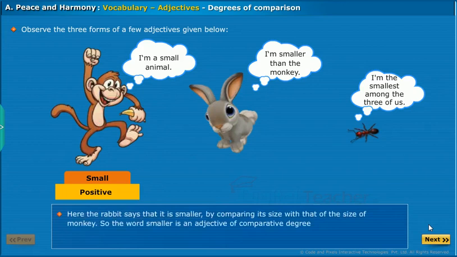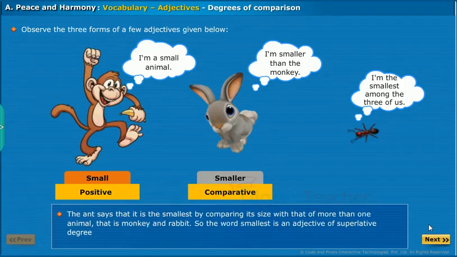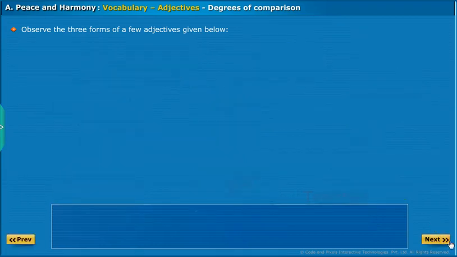Here, the rabbit says that it is smaller by comparing its size with that of the size of monkey. So, the word smaller is an adjective of comparative degree. The ant says that it is the smallest by comparing its size with that of more than one animal, that is monkey and rabbit. So, the word smallest is an adjective of superlative degree. Let us see one more example.